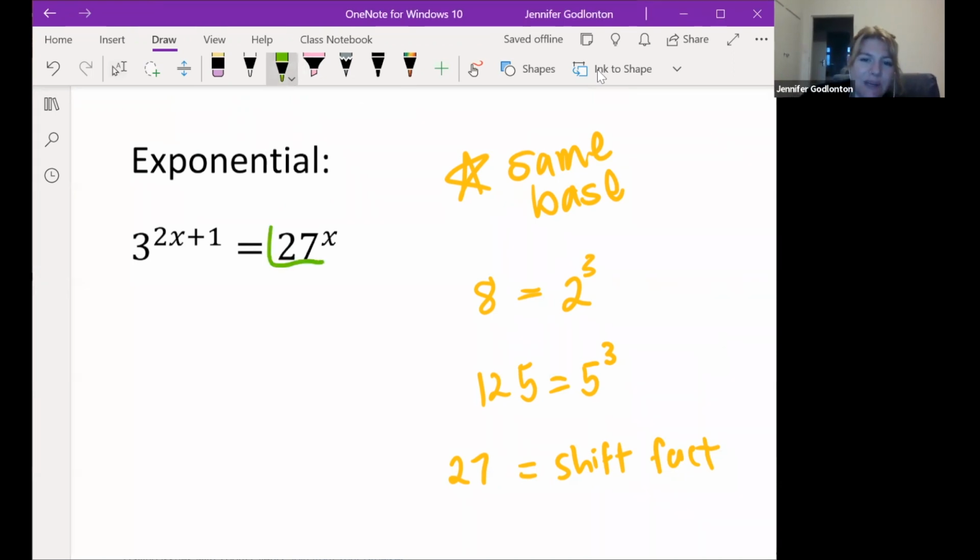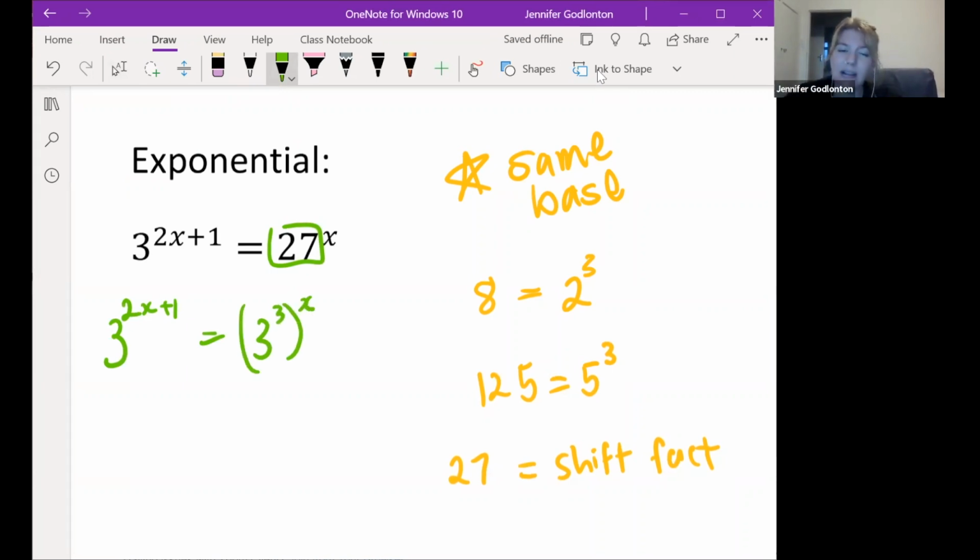So to get this 27 to have a base of 3, it's going to be 3 to the power of 3. So we're going to write that as 3 to the power of 2x plus 1 is equal to 3 to the power of 3 to the power of x. The reason I'm writing that in brackets is because it'll help us in one of our later questions. If you went straight to saying 3 to the power of 3x, that's fine. When we have a power to a power, we multiply.